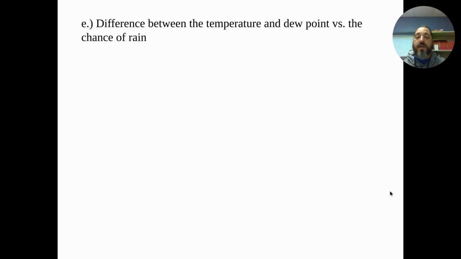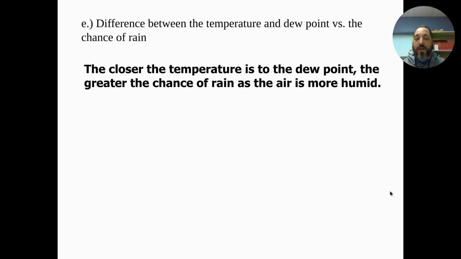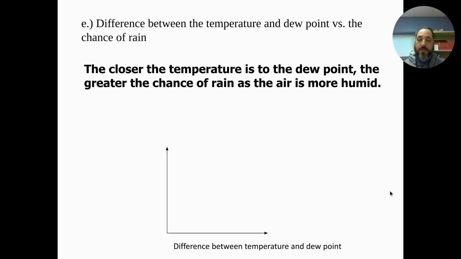So the difference between temperature and dew point versus the chance of rain, right? The closer the temperature is to the dew point, the greater the chance of rain, as the air is more humid. So let's take a look at this. Chances of rain, that's going to decrease as the difference between temperature and dew point starts to increase.